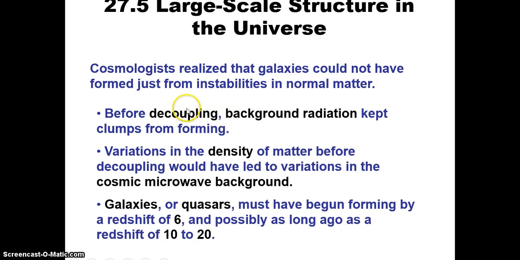But before this decoupling happens, the universe was essentially very, very uniform. But variations in the density of matter before decoupling would have led to variations in the cosmic background radiation. But we didn't see any, right? In the early days, and even decades after.